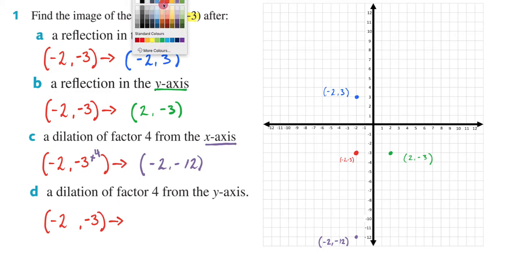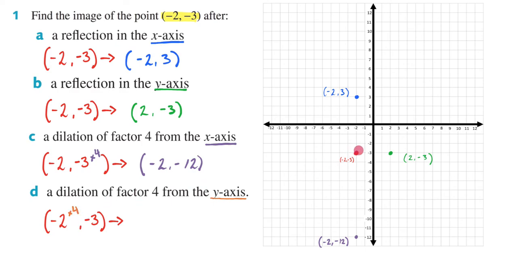Let's now do the very last one, which is asking us to find what happens after a dilation of a factor of 4 from the y-axis. So when I dilate something from the y-axis, that means my x value is going to change, and we're going to times it by a factor of 4.